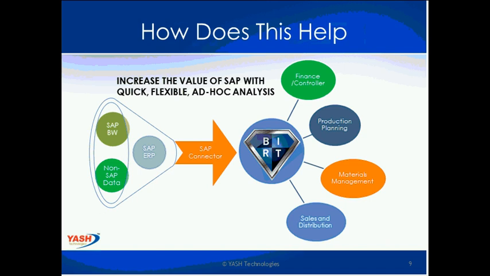So how will this whole connector setup help an organization? It will allow you to access data from SAP BW and from non-SAP systems, and then you can combine the data based on conditions or joins, and create reports in BIRT Report Designer. You can make these reports available to the various functional groups in the organization. It can be finance, production planning, material management, any of the functional departments.